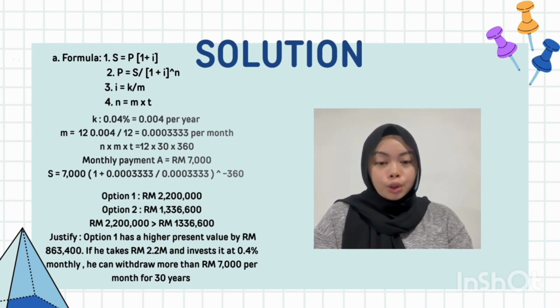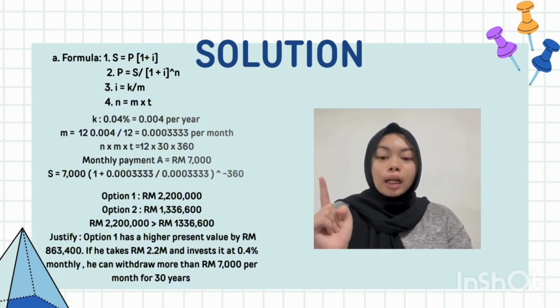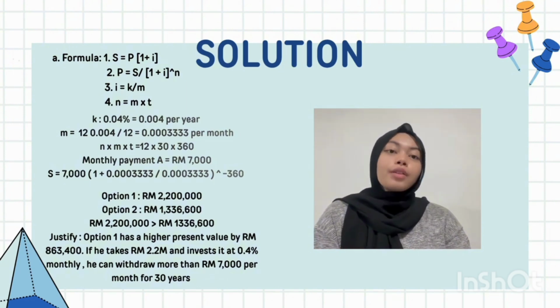For the k, we are going to use 0.04, so we get 0.004 per year. And for the m is 12. So i equals 0.004 divided by 12, and then we are going to get 0.0003333.